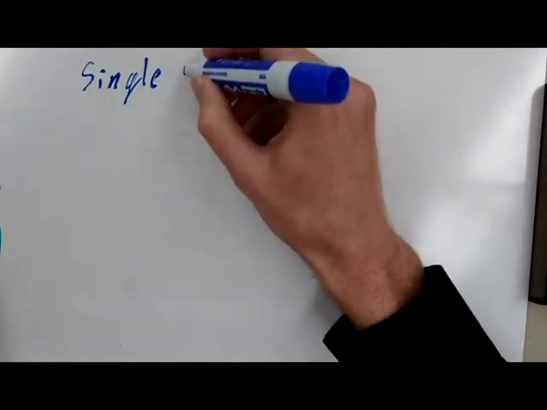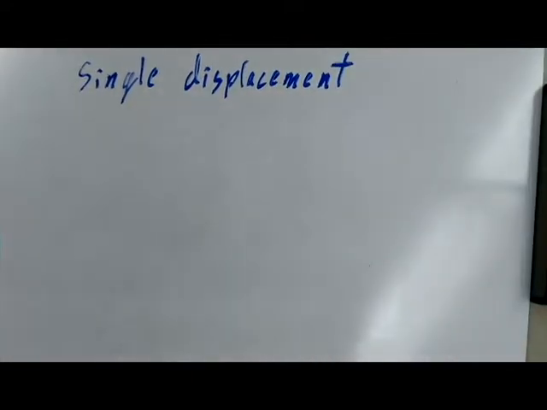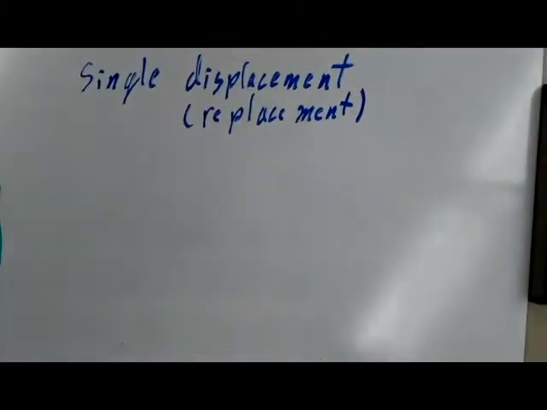Single displacement. And you also may see this called a single replacement sometimes. Okay, so what happens in a single displacement reaction is we start out with an element and a compound. So we have a compound, usually it's in an aqueous solution, and we're going to add some element to it and see what happens. So we start out with a compound.